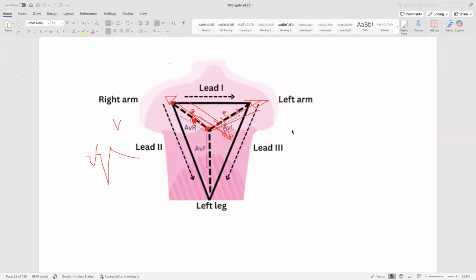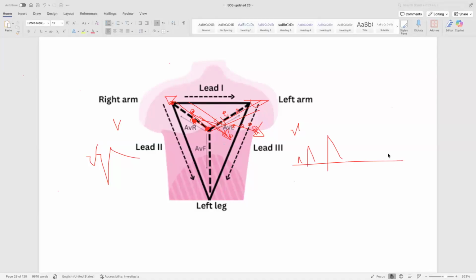Now V2 and V3 will be biphasic, because it is a bit from here and a bit from there. Some negative and some positive. It starts negative and then ends positive. So it will give us this reading. This is V2, V3. Right? V4, 5, 6 will be completely positive, then positive, then strongly positive.